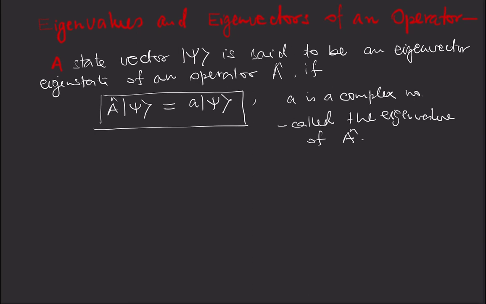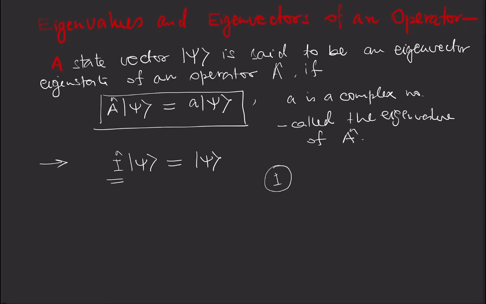A simple example of eigenvalue problem for the unity operator is: unity operator operates on any ket psi gives unchanged ket psi. This means that all vectors are eigenvectors of identity operator with an eigenvalue 1.